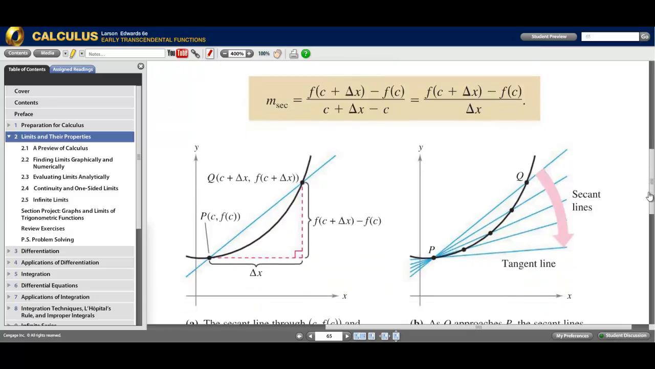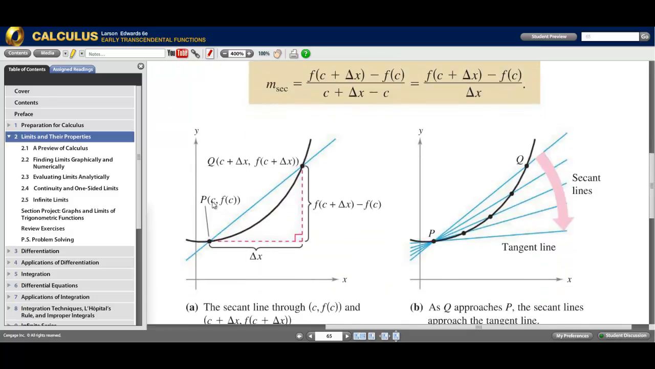We have 2 points. We have the point C comma f of C, and we have the point Q, which is C plus delta x comma f of C plus delta x. So we're going to add a little bit to our x value and then evaluate that at f. That's our point Q. And as we let delta x get smaller and smaller, that is, as the point Q gets closer and closer to P, the slopes of our secant lines approximate the slope of our tangent line.